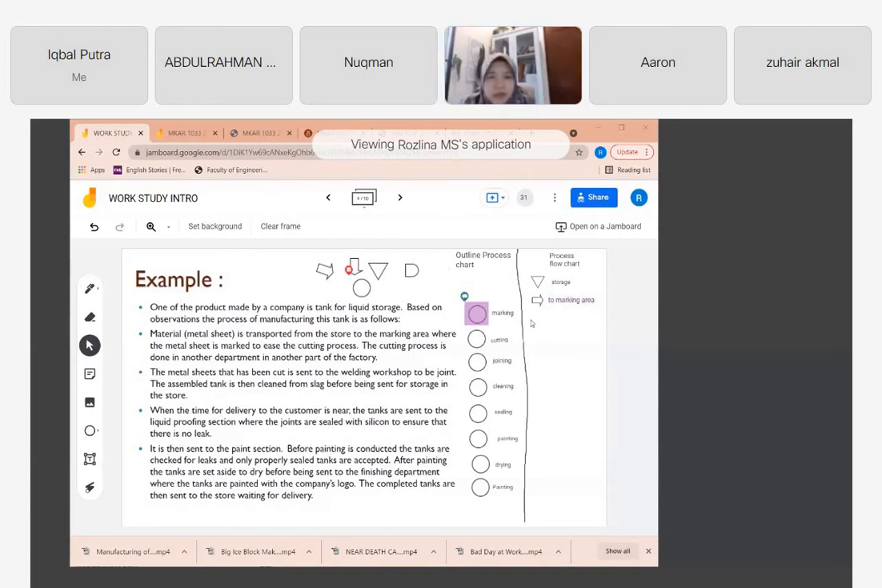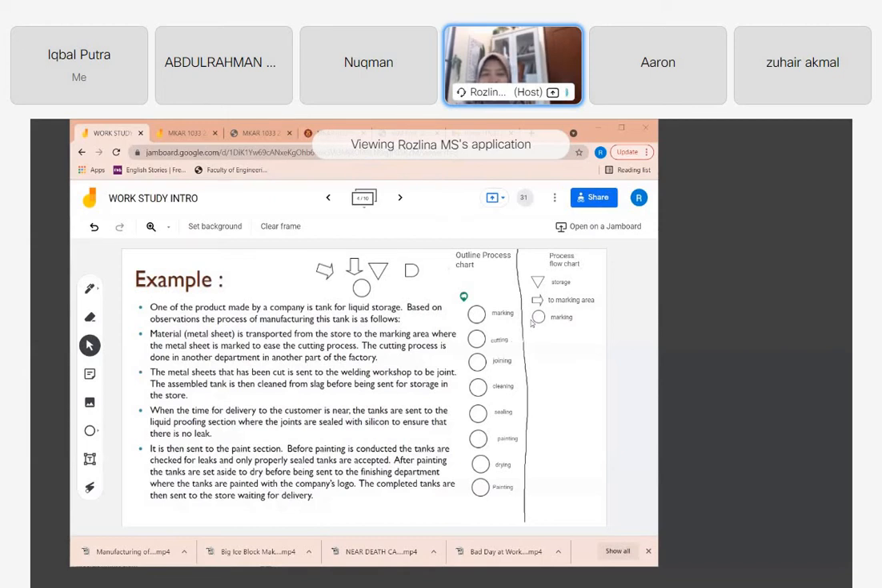And then you have the marking area where the metal sheet is marked. Okay. Then the cutting process. The cutting process is done in another department, in another part of the factory. That means there is one activity before the cutting process.